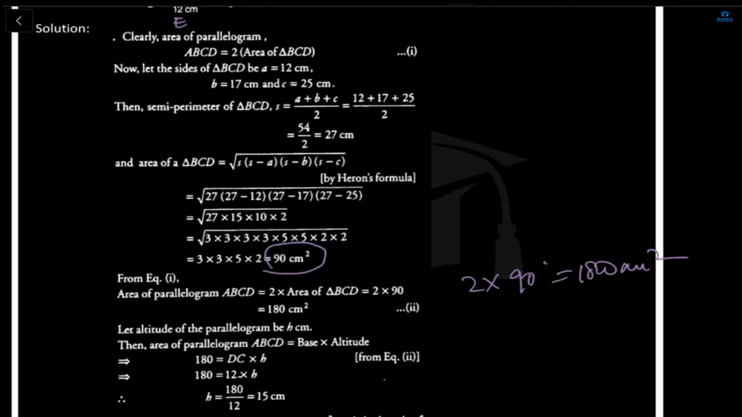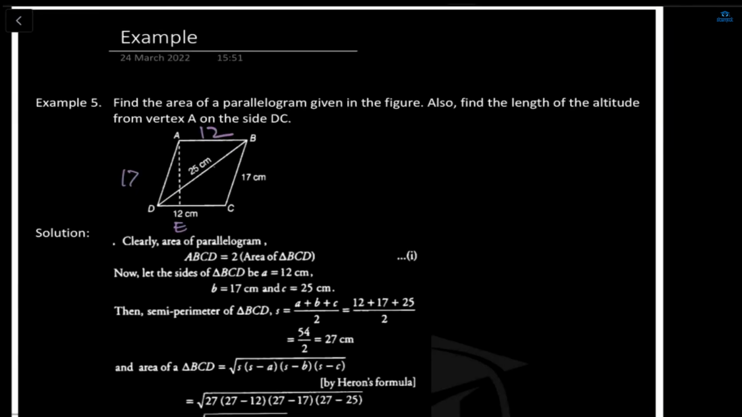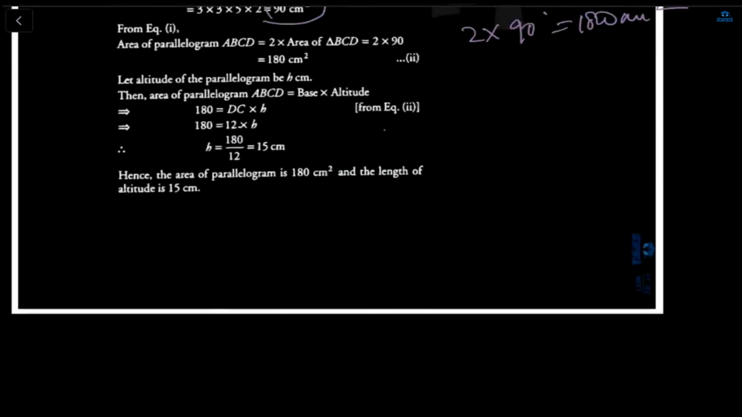Now we can also find the area of the parallelogram by the other method: base into height. Since AE is the height, the base will be DC. So DC multiplied by AE gives this area, which we have found as 180 centimeters square.